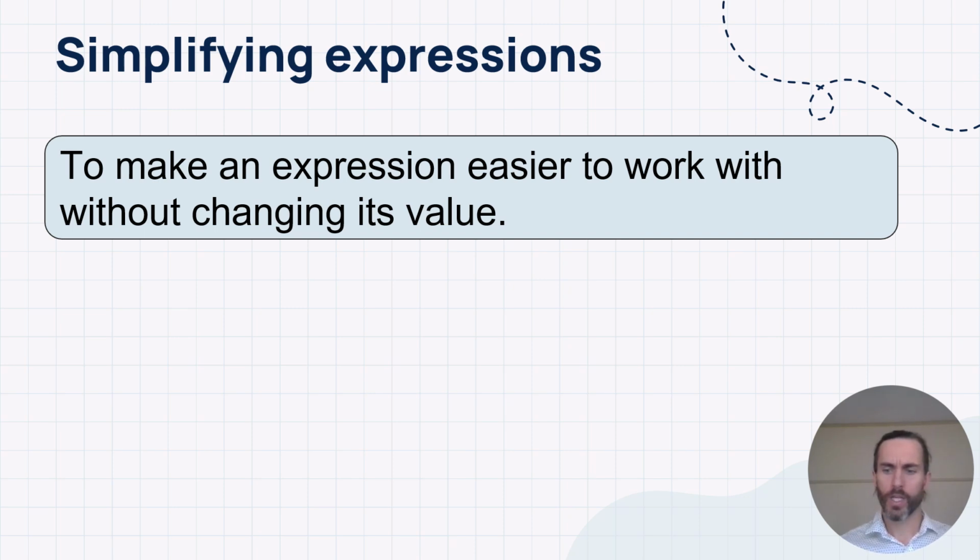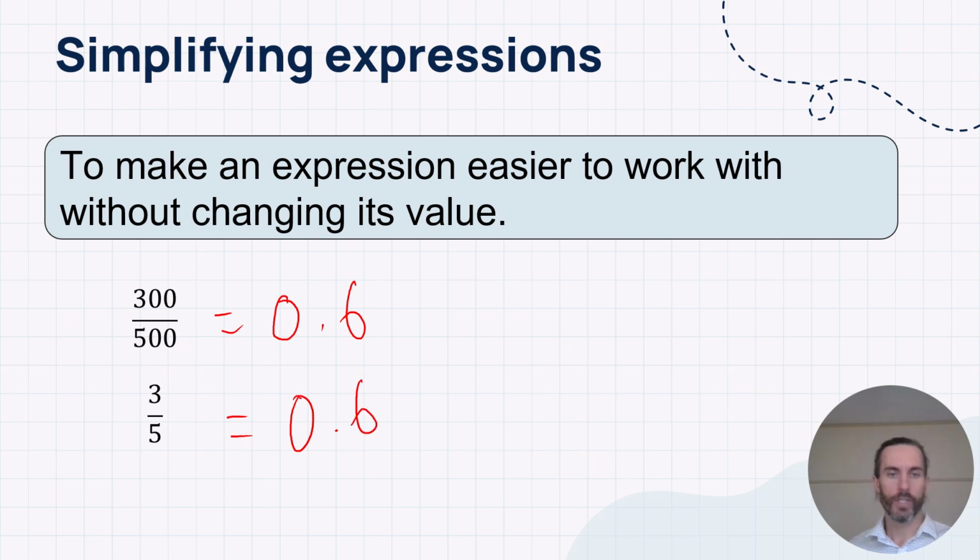That's the key. So if you have these two expressions here, so we've got 300 over 500, and say you put that into your calculator, that will give you a decimal of 0.6. Now, if you did 3 over 5 in your calculator, that's also going to give you 0.6. But this one is much smaller and nicer to work with. So if you're simplifying, you'd want to use that smaller one.